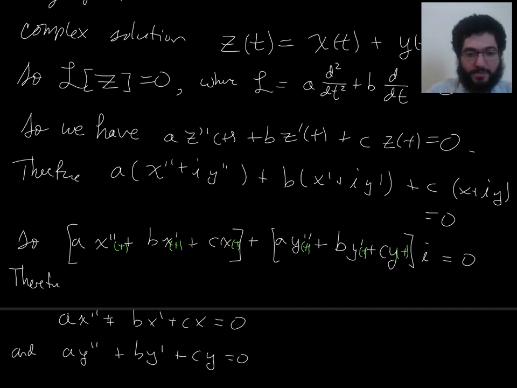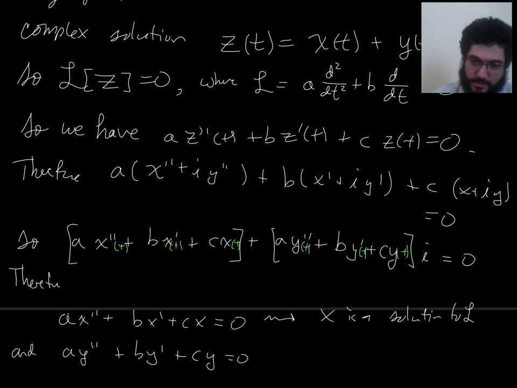we have both ax'' + bx' + cx = 0, and ay'' + by' + cy = 0. So in other words, x is a solution to the original differential equation Lx = 0, and y is a solution to the original differential equation Lx = 0.